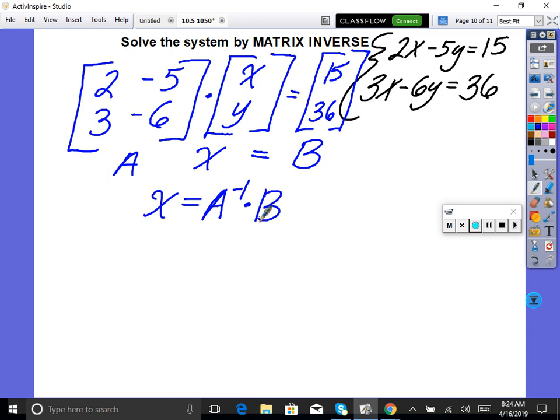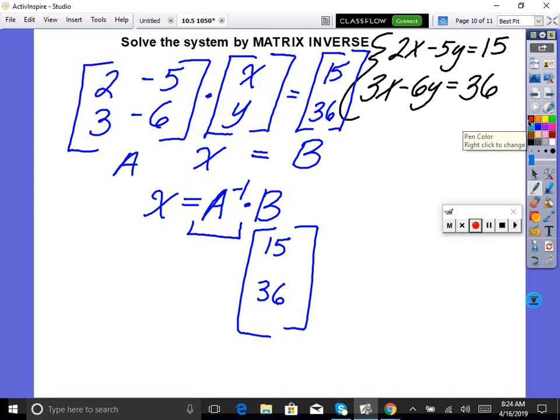Now let's find what A, see the problem is we don't know what A inverse is. We know what B is. We can put B in right here, right now. 15, 36. The problem is, what is A inverse? So we're going to say, okay, first of all, let's go off to the side and find A inverse.